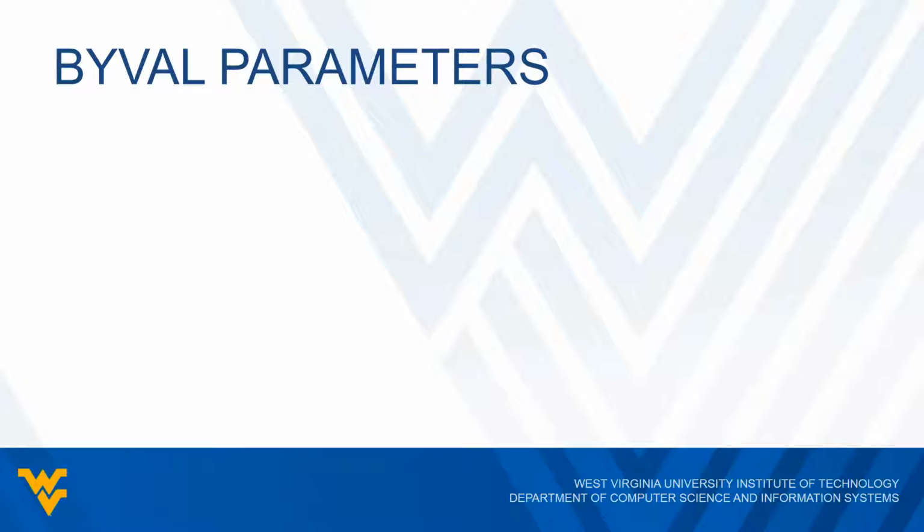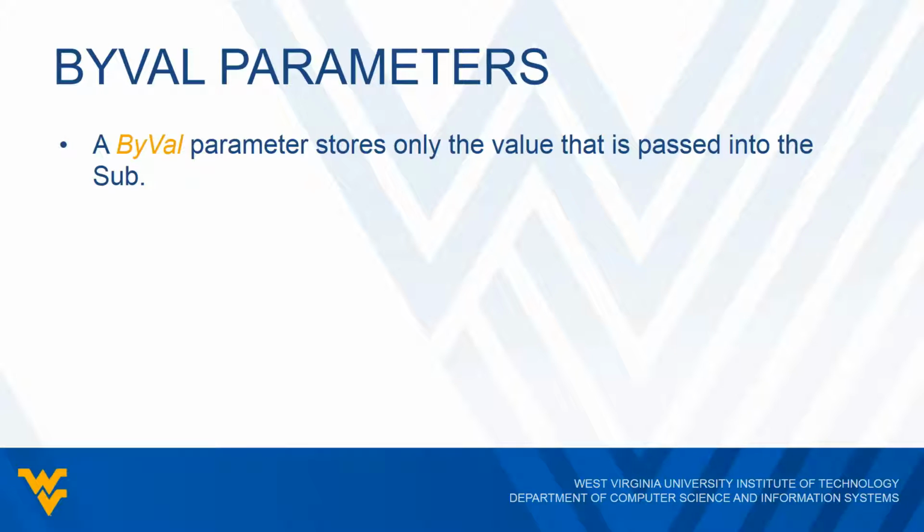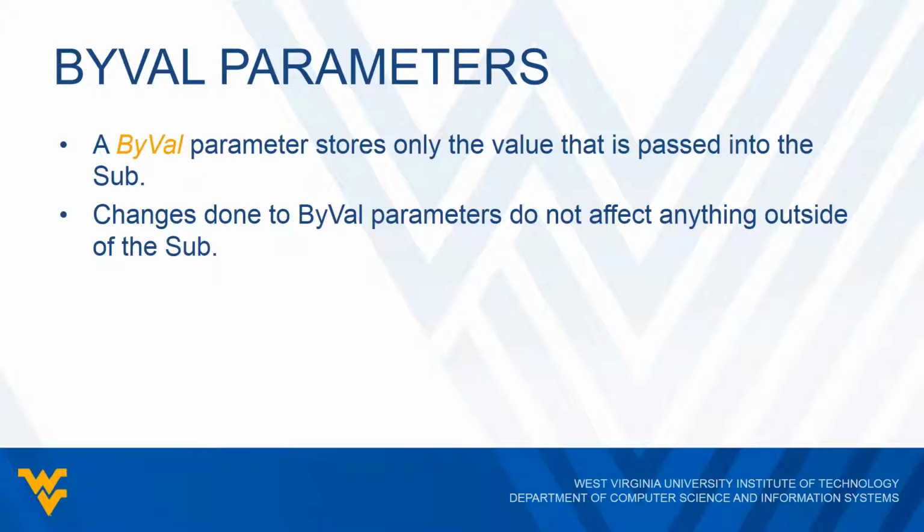We'll start by talking about ByVal parameters. A ByVal parameter simply stores the value that is passed into the sub, and only the value. In other words, we're just making a copy of the value and storing it in the parameter. This means if we make any changes to the parameters in our sub, they have no effect on anything outside of the sub. So let me give you an example to help demonstrate this.